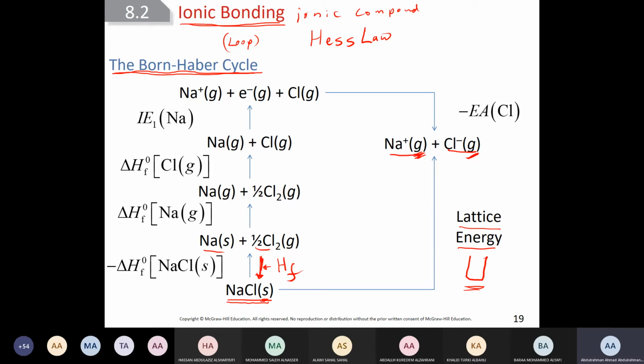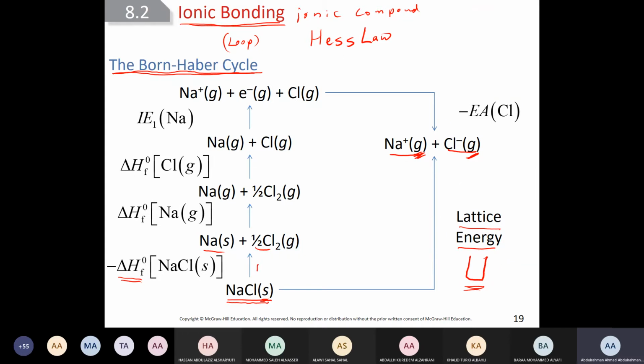What will be the blue arrow? Negative delta H of formation. Negative of this one, delta H reaction. Is this clear? Good. I'll take this away because it's negative. Exactly. Good.